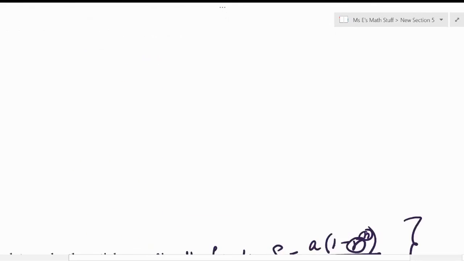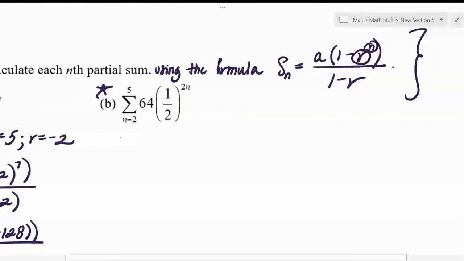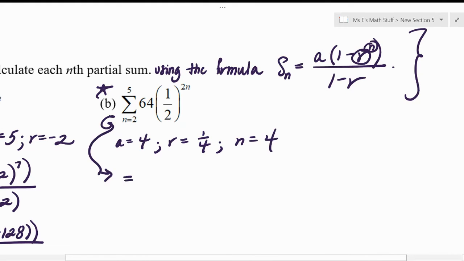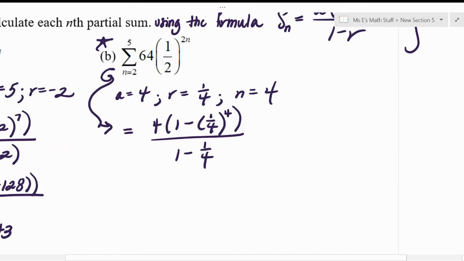So when you get down here to the example we're on, you just need to make sure you keep those things clear. Your first term was 4, your common ratio was 1/4, and your number of terms was 4. There you go. Now putting everything into the formula, this sum is equal to your first term, 4, times 1 minus your common ratio to the nth power, all over 1 minus your common ratio.